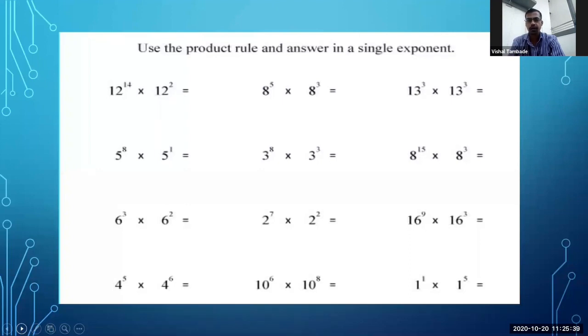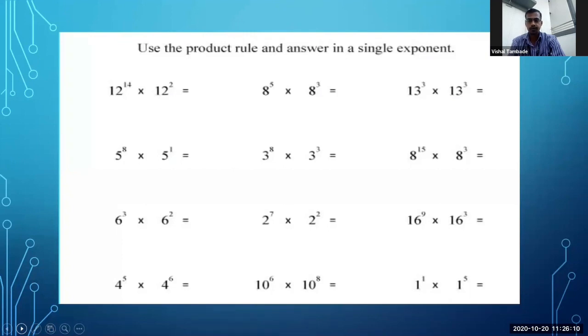Okay, next one. 5 raised to the power 8 multiplied by 5 raised to the power 1. 5 raised to the power 9. Very good. 5 raised to the power 9, because here the base is the same, we take 5 one time and add the powers 8 plus 1, 9. Okay, next one. 6 raised to the power 3 multiplied by 6 raised to the power 2.